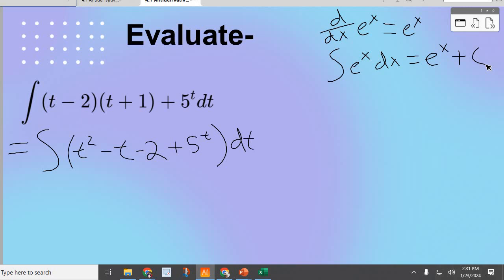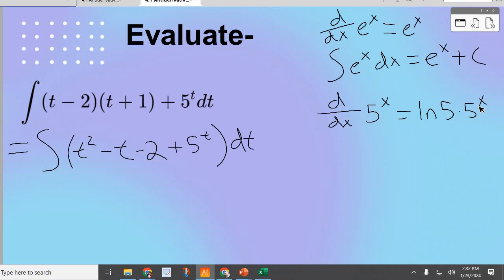Now, however, we do need to think about, do we remember our other base rule? The derivative is ln of a times a to the x. In this case our a is 5, so just 5 to the x power. It's still just the thing to the x power, right? So in this case 5 to the x. But because it has a different base, we have to multiply by an actual log of 5.